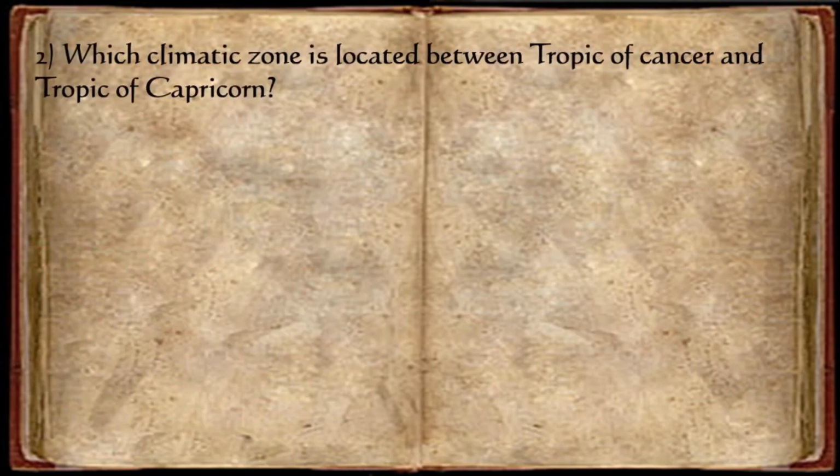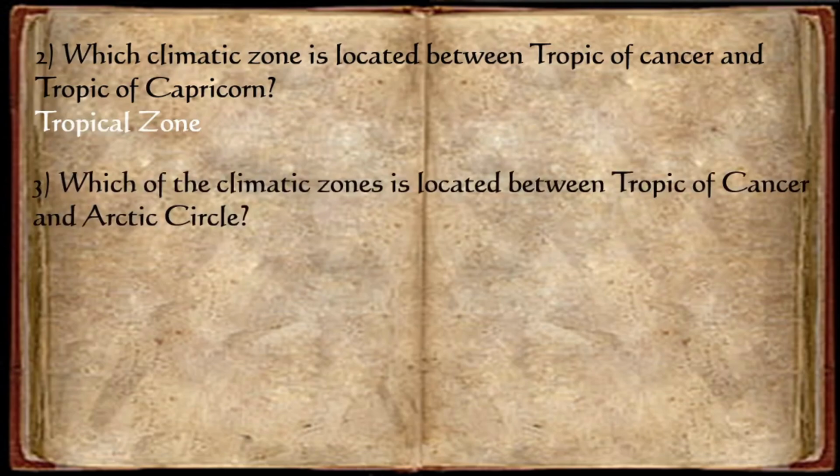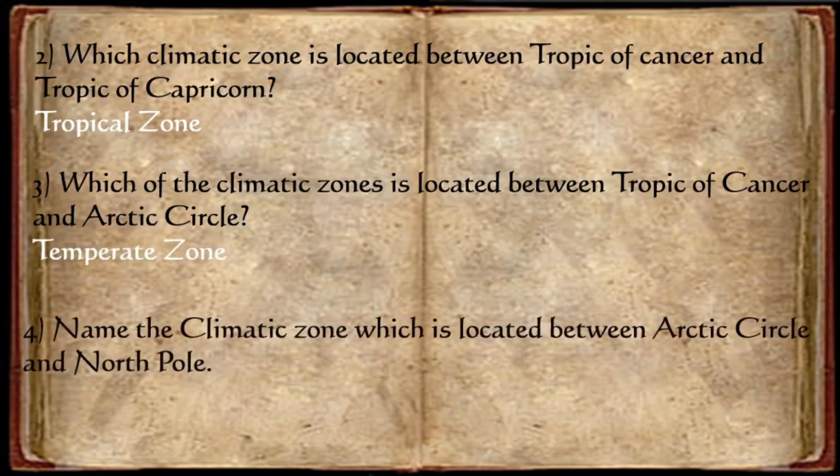Which climatic zone is located between Tropic of Cancer and Tropic of Capricorn? Tropical zone. Which of the climatic zones is located between Tropic of Cancer and Arctic Circle? Temperate zone. Name the climatic zone which is located between Arctic Circle and North Pole. Polar zone or frigid zone.